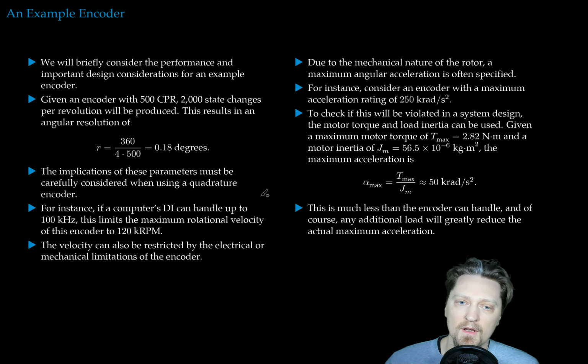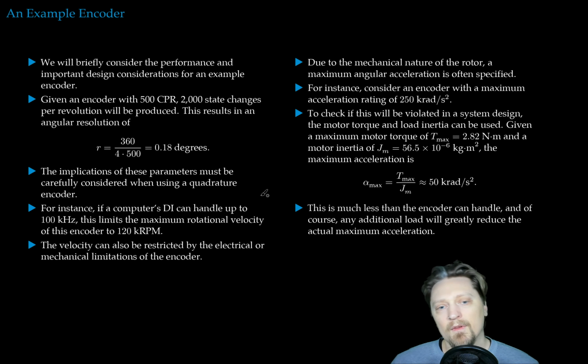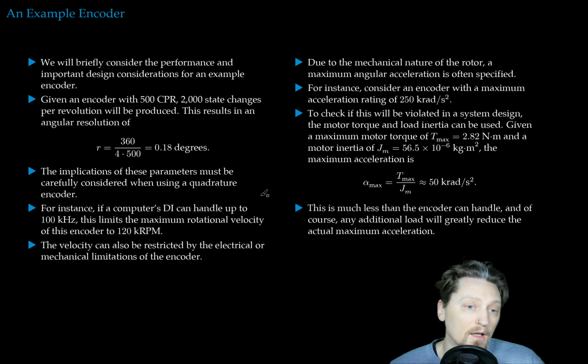The implications of these parameters must be carefully considered when using a quadrature encoder. For instance, if a computer's digital input can handle up to 100 kilohertz, this limits the maximum rotational velocity of this encoder to 120 kilo-RPM. The velocity can also be restricted by the electrical or mechanical limitations of the encoder.